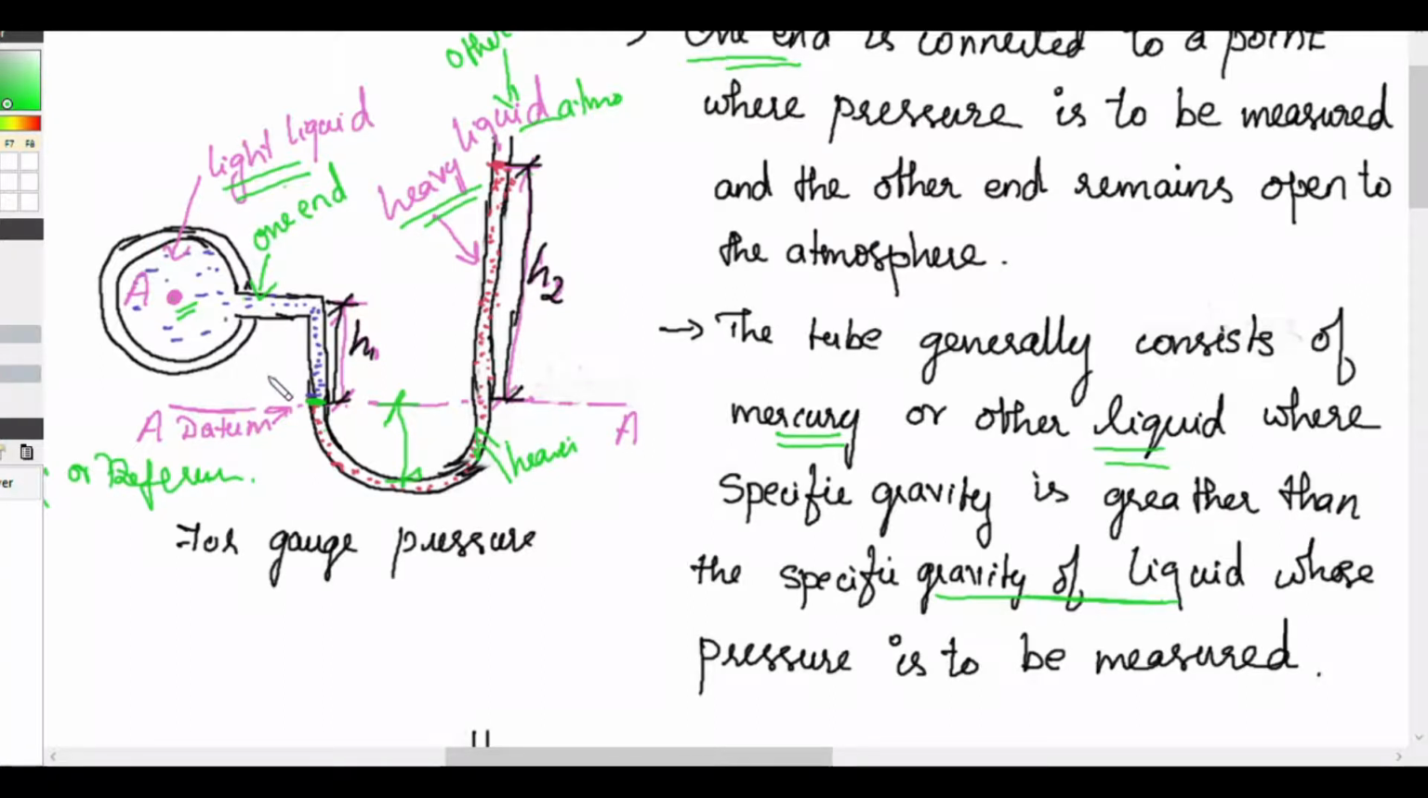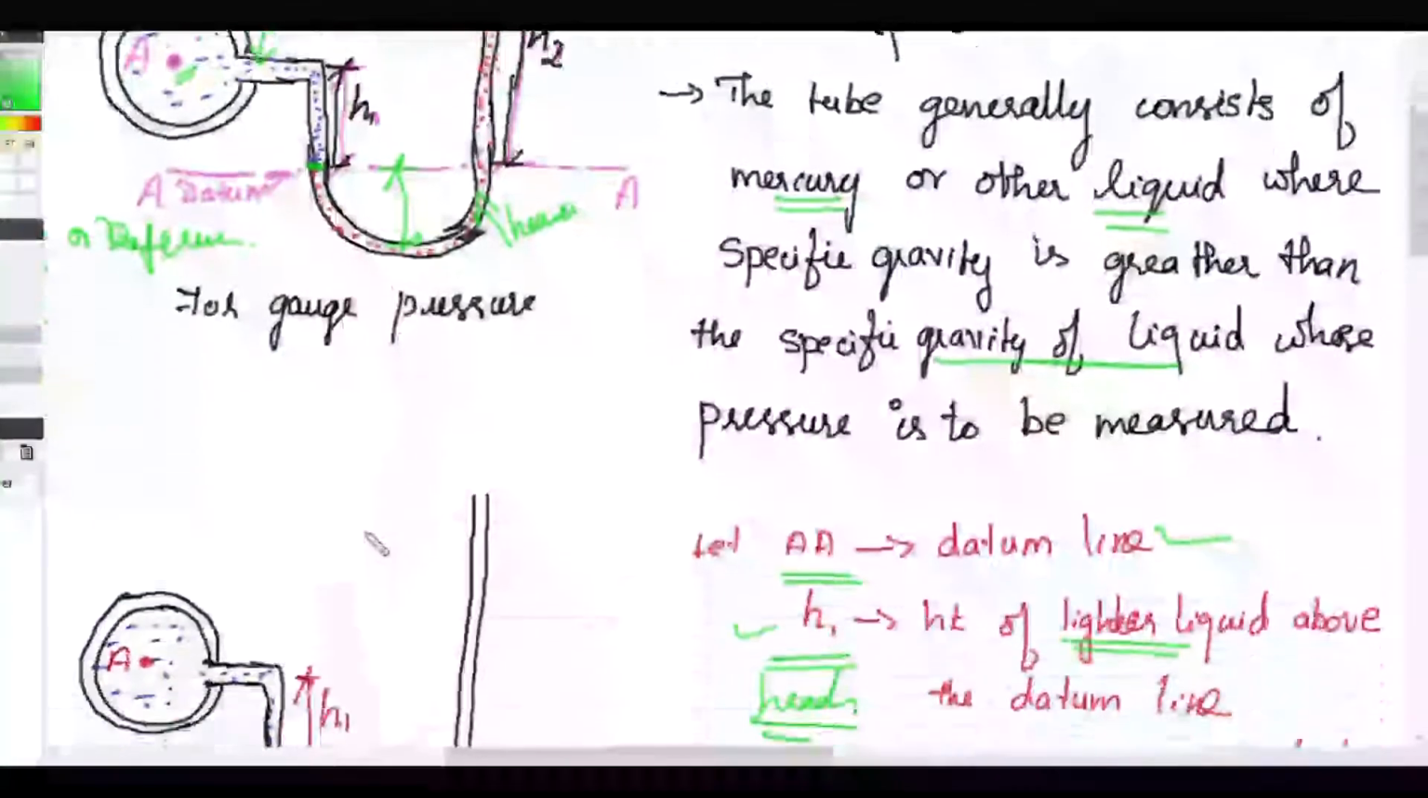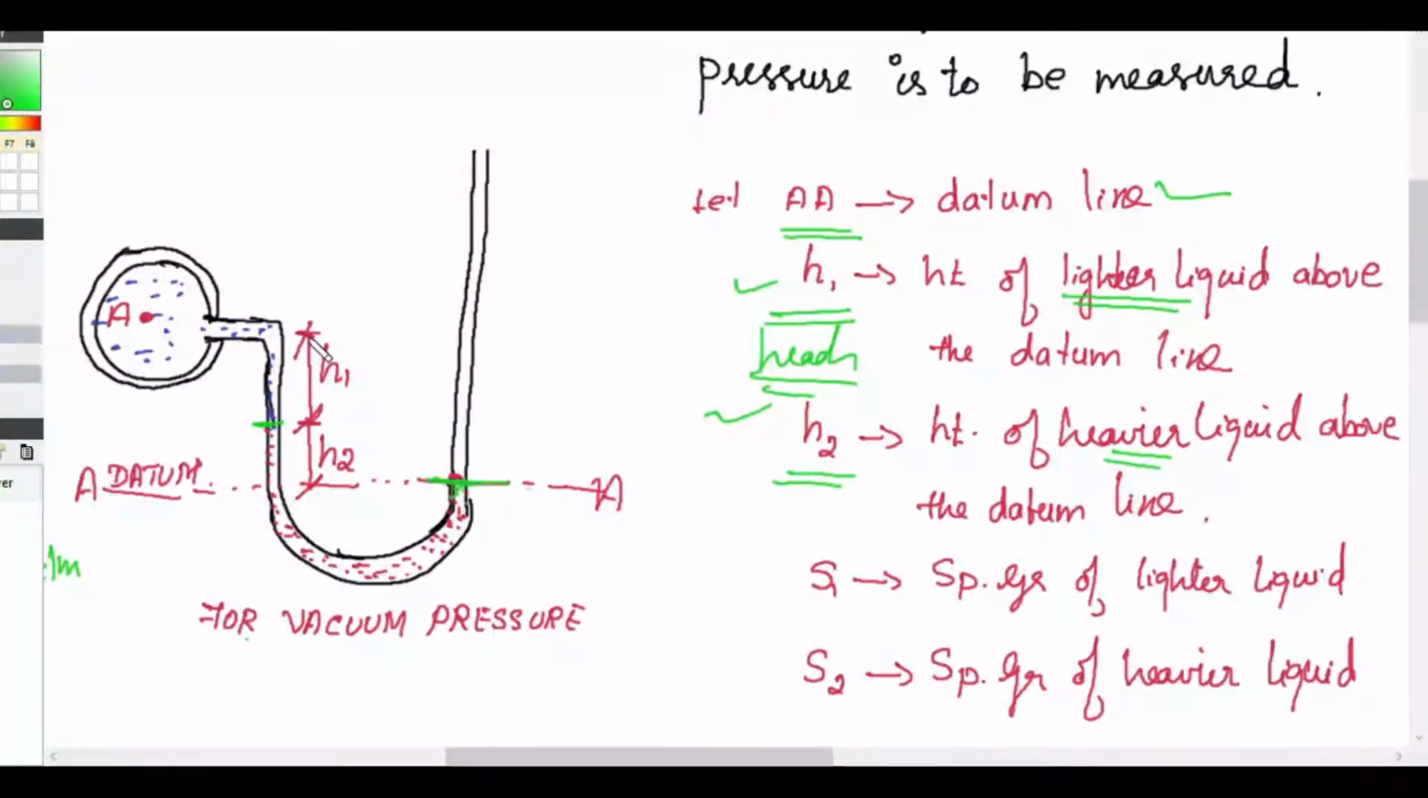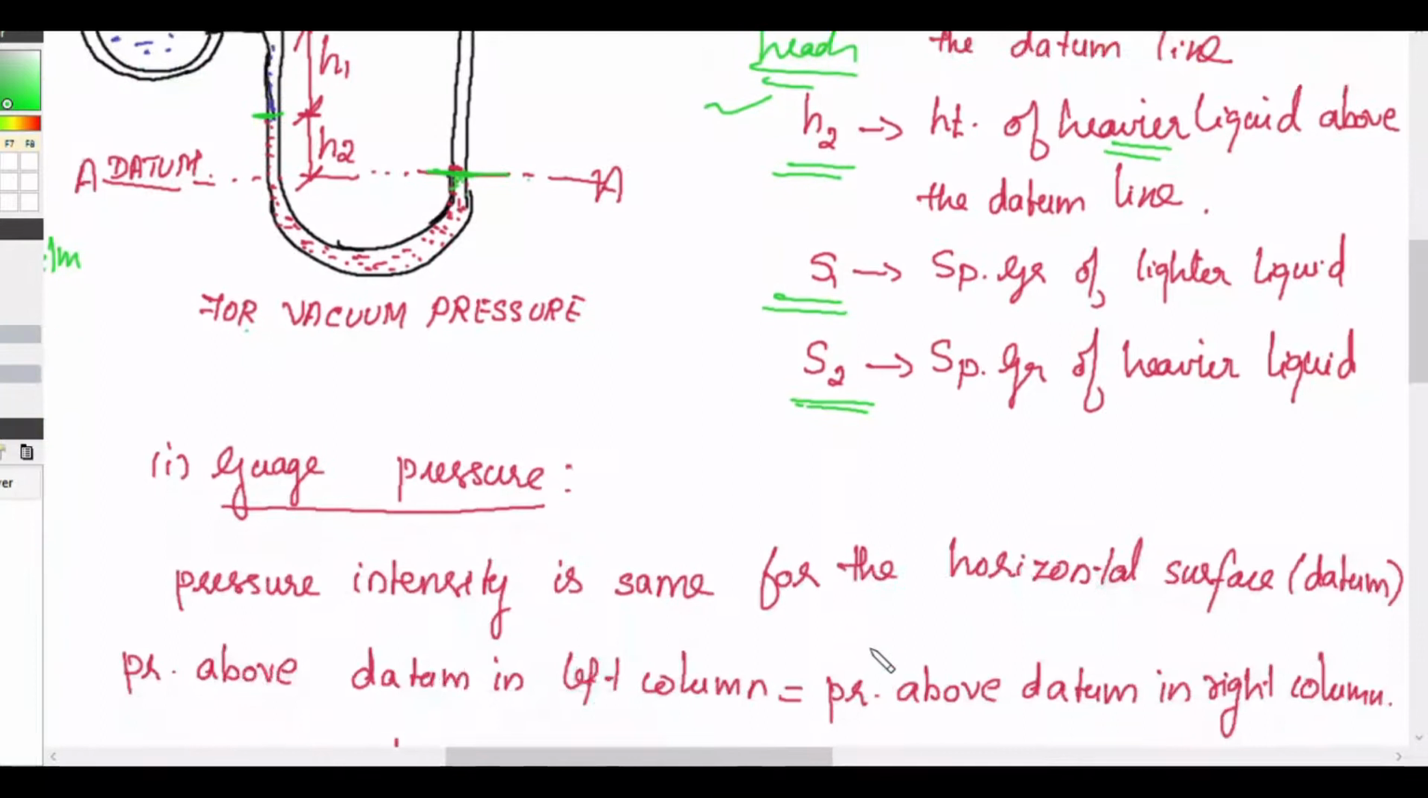So H1 is the height or the head of the lighter liquid above the datum, and H2 is the height of the heavier liquid above the datum. For the second case also, H1 is the height of the liquid above the datum, and H2 is the height of the heavier liquid above the datum. Now, we have S1 as the specific gravity of the lighter liquid and S2 as the specific gravity of the heavier liquid. Now, how will we find the gauge pressure?